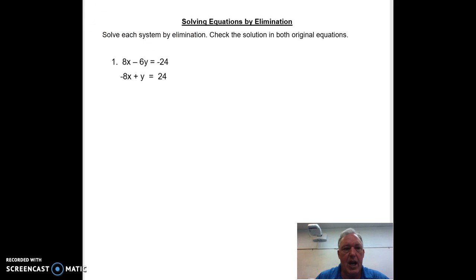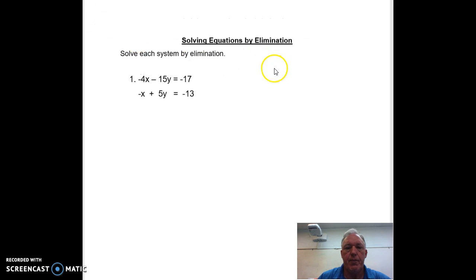What we're going to do this time, though, is use equations where the coefficient is not the same number. So we can see here in number 1, we have negative 4x minus 15y equals negative 17. We also have negative x plus 5y equals negative 13. We have to make the coefficients on either the x or the y the same thing. And we have a choice.